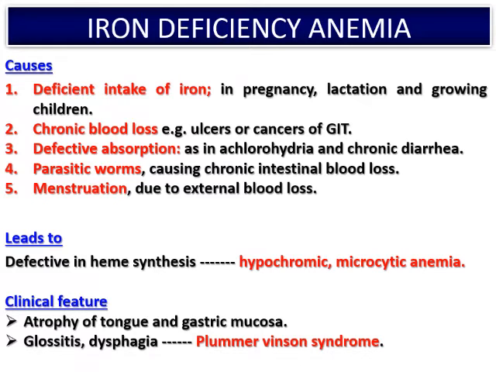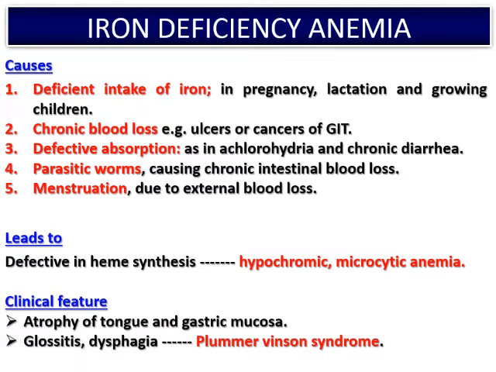The third type of anemia is decreased production of red blood cells. Decreased production of red blood cells either occurs due to deficiency of iron or deficiency of vitamin B12, or it may occur at the level of the bone marrow as in aplastic anemia. At first, we will talk about iron deficiency anemia.